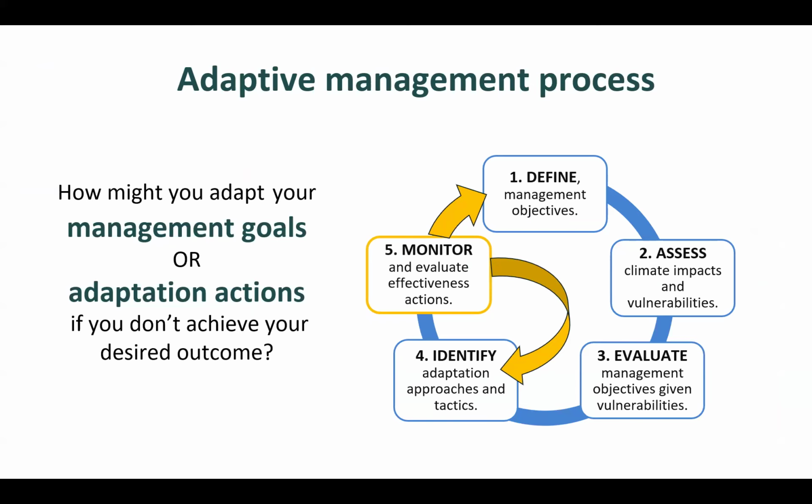Once you've created a monitoring plan, you can think back to the purpose of monitoring in the first place. Monitoring is part of this iterative cycle to collect information about your adaptation actions, evaluate if they are working, and use that information to make future decisions. After collecting monitoring information and evaluating the results, if you don't achieve your desired outcome, you might think about how you might adapt your management goals from step 1, or adapt your management actions from step 4, changing your management actions given this new information.